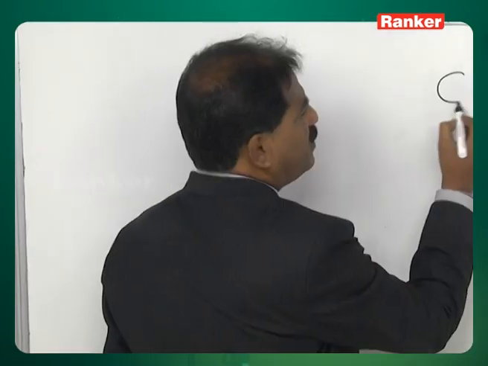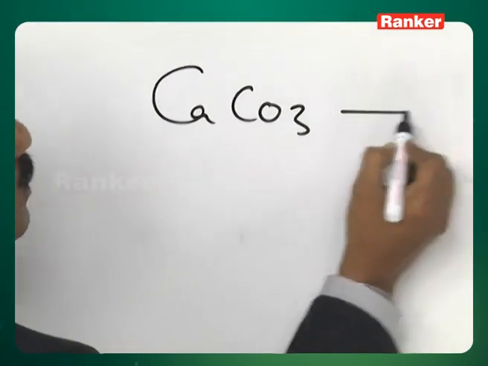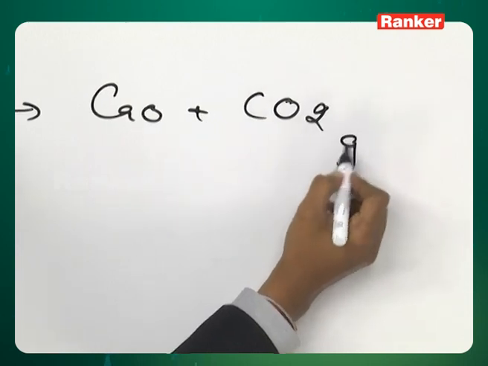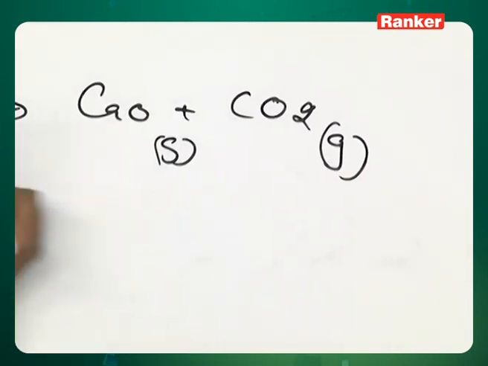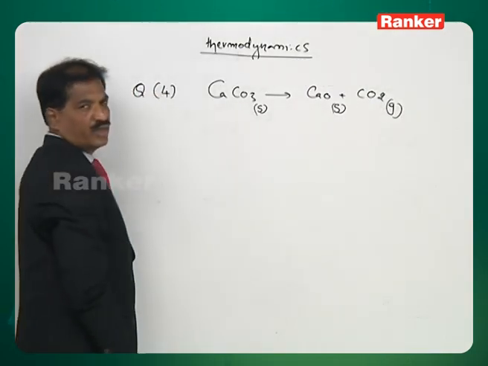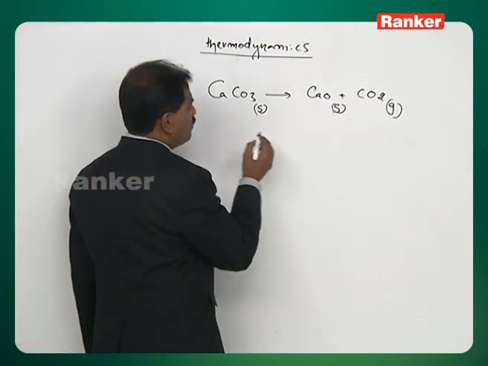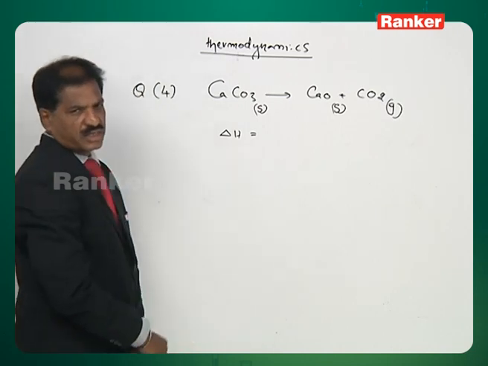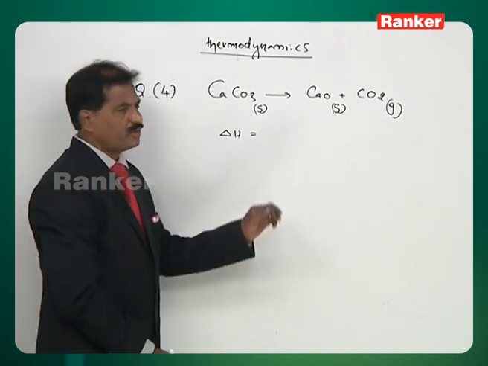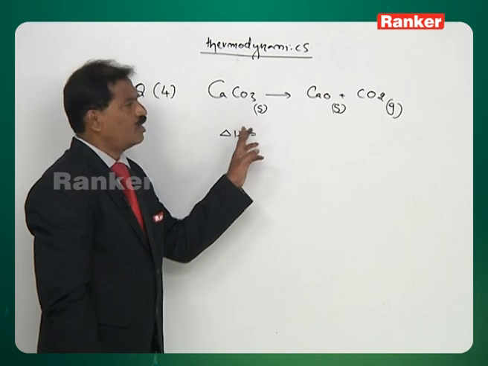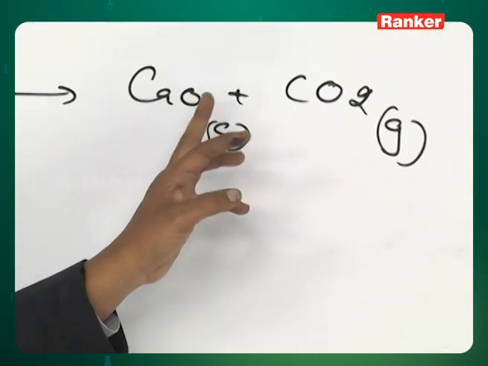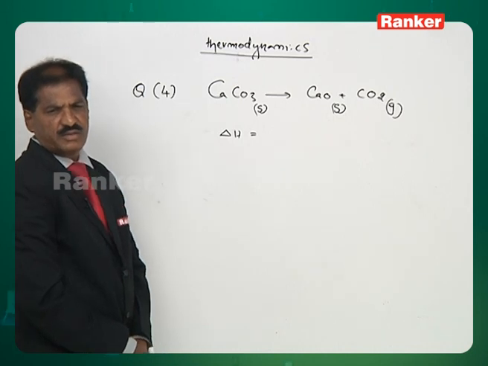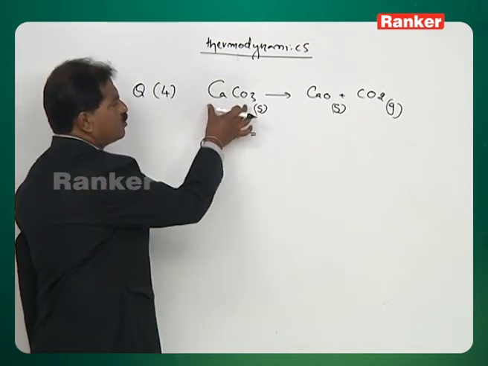So the reaction given is CaCO3 gives CaO plus CO2. CO2 is in the gaseous state, CaO is in the solid state, and CaCO3 is also in the solid state. For the whole reaction, the enthalpy change is given. For calcium oxide, the enthalpy of formation is given, and for carbon dioxide also the enthalpy of formation is given. Next, we want the enthalpy of formation of the CaCO3.